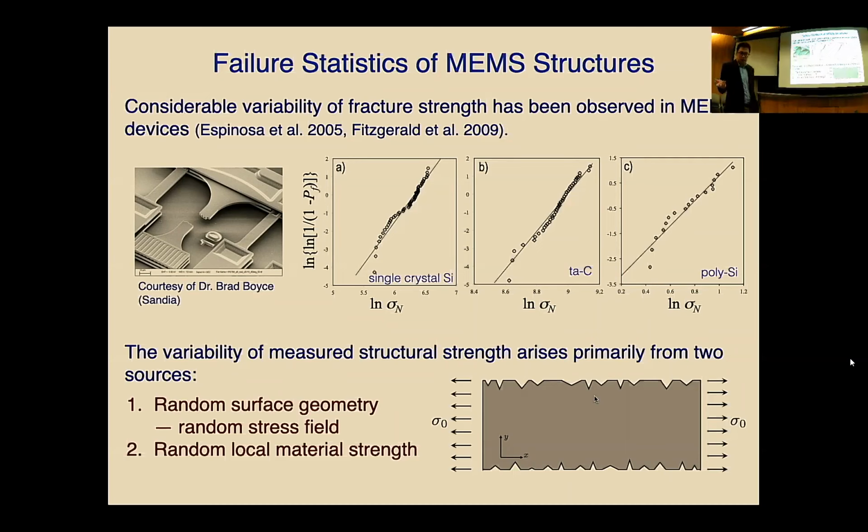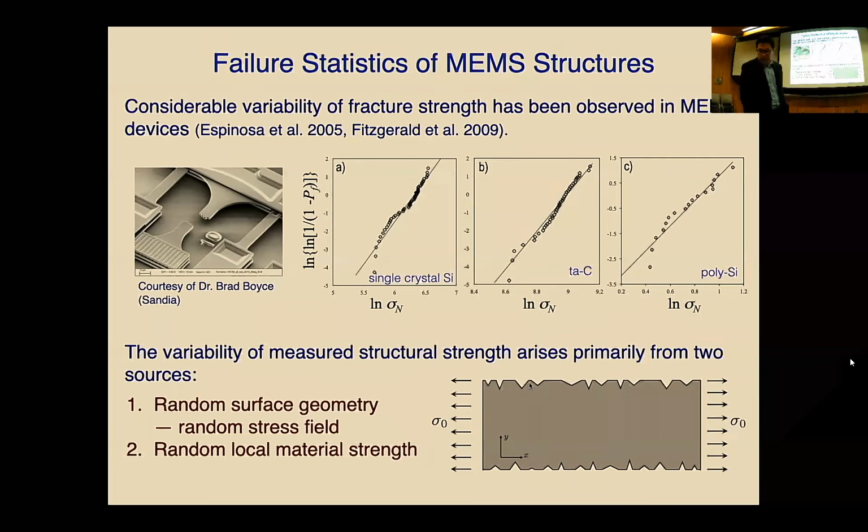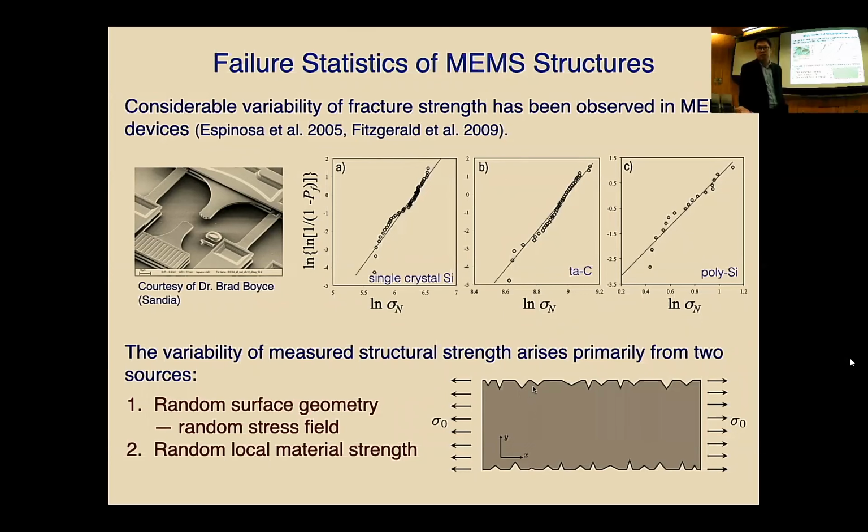The second randomness comes from the material resistance. The local material strength has a randomness as well, because the strength at this point may not be the same as the strength at the point next to it. Those randomnesses interact with each other and cause the randomness we see in the overall peak load. So the question is: can we develop a model that can capture the randomness in a single framework? That is the goal.